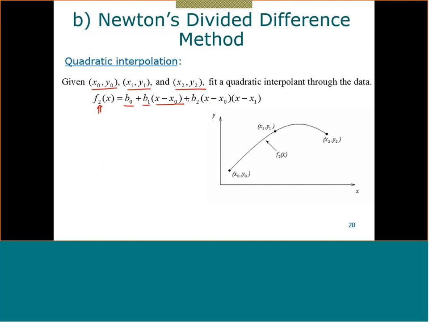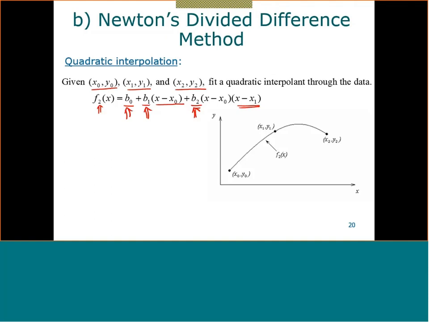Now I add to it, and you'll see here the pattern: b2 times x minus x of 0 times x minus x of 1. Okay, so I added this term with b2. Now the question is, what is b0, what is b1, and what is b2? Okay, so that's the format.